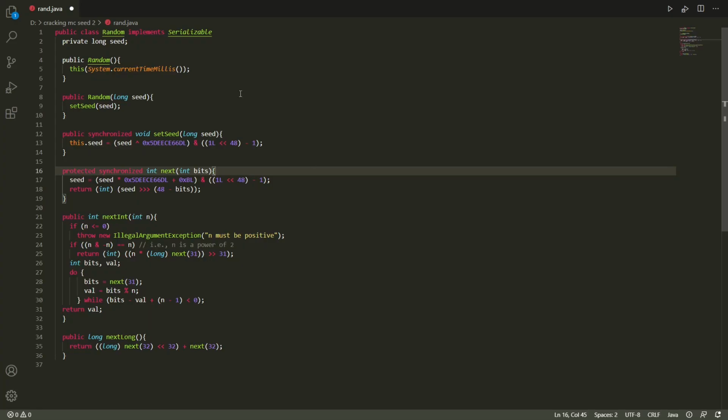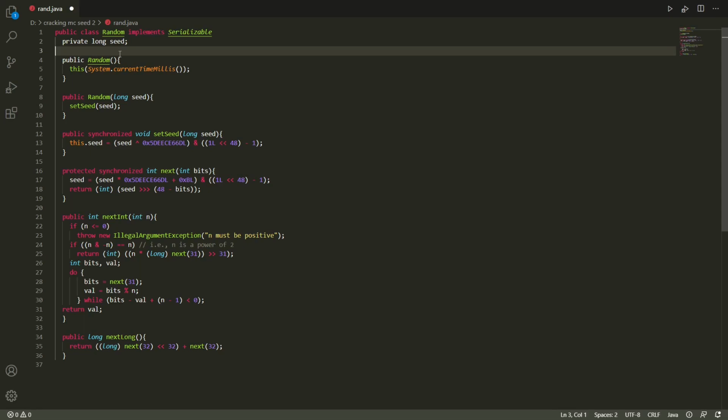Now we will look at the Java random number generator. Loot generation only uses a few of its methods, so I will only be going over these. Each instance of the random generator has a 48-bit internal seed. It's actually a long, but whenever it is updated, only the lower 48 bits are kept, so I'll be treating it as an unsigned 48-bit data type.